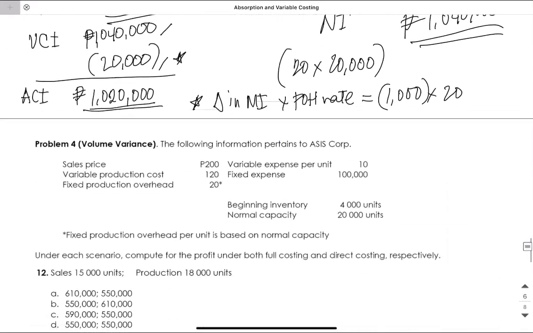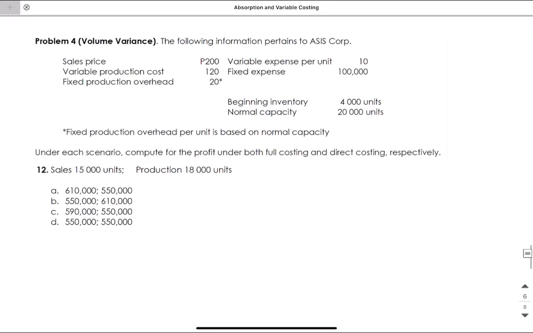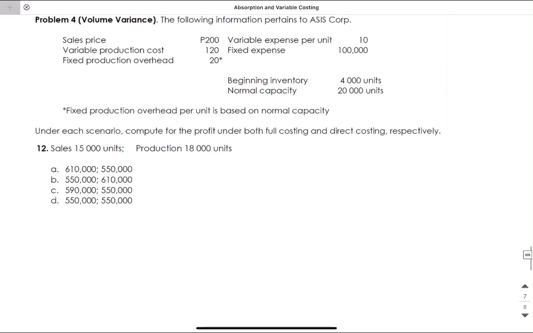There is a follow-up question for problem number 4. The following information is the same given. I just copied this problem for question number 12. But this time, production is greater than sales, and also your normal capacity is greater than your actual production.